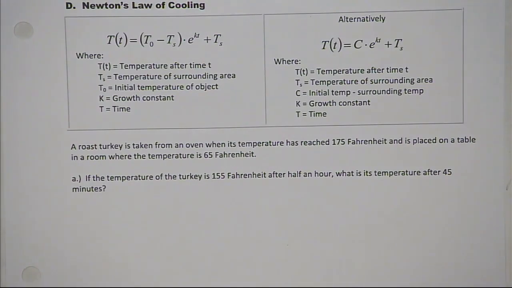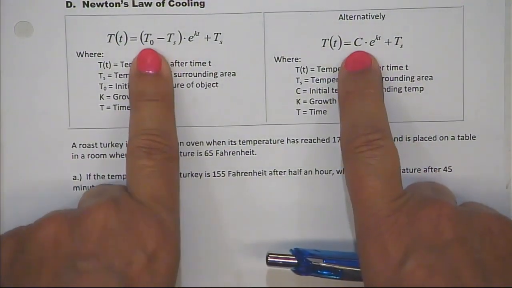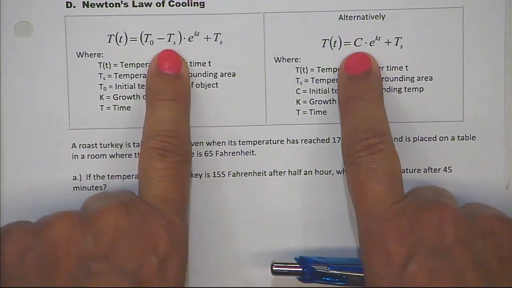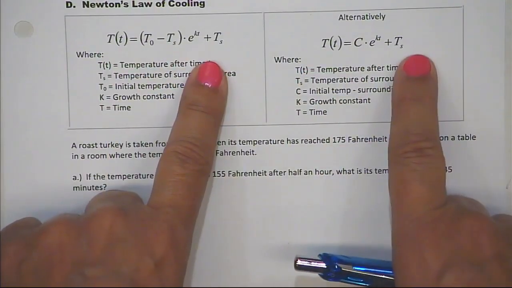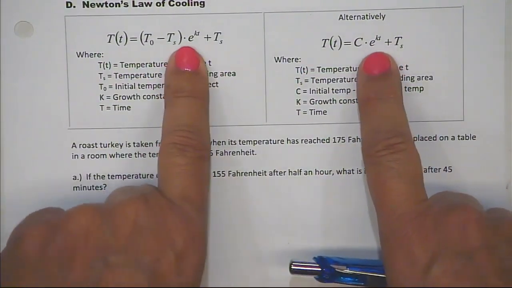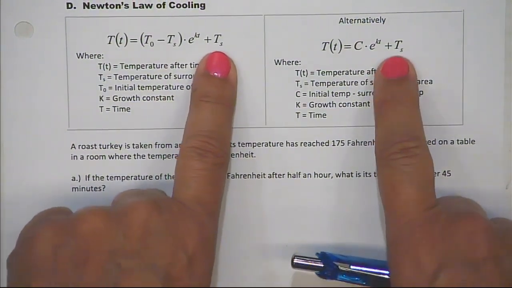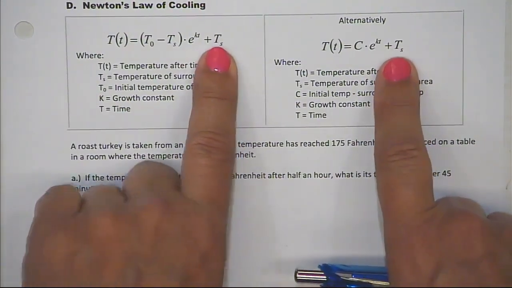So if you look at the left side, I don't like this one, but we'll use it because it's really C. So this T sub 0 minus T sub S is the same thing as C. If you notice, everything else in the problem is the same, right? So you have e to the kt, which we've been doing. And then you have a new thing added to the end, which is T sub S. So T sub S is the surrounding temperature, because it matters.